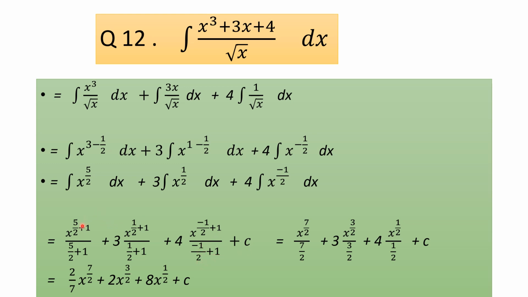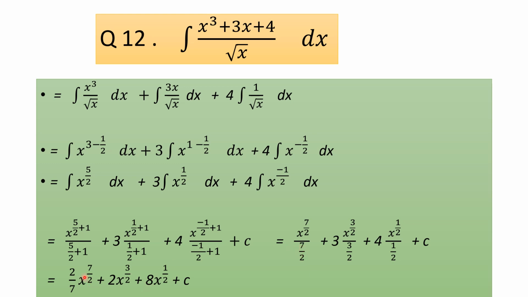Solve it further. 5 upon 2 plus 1 gives you 7 upon 2. So the answer is x power 7 upon 2 upon 7 upon 2, 3 x power 3 upon 2 upon 3 upon 2, plus 4 x power 1 upon 2 upon 1 upon 2, plus c. Now see, this 7 upon 2 is in the denominator. When it goes to the numerator, it will become 2 upon 7. You have to turn it upside down. You will reciprocate this term.